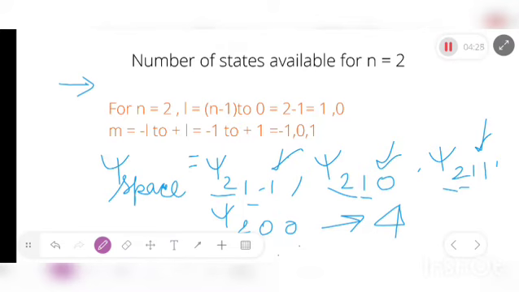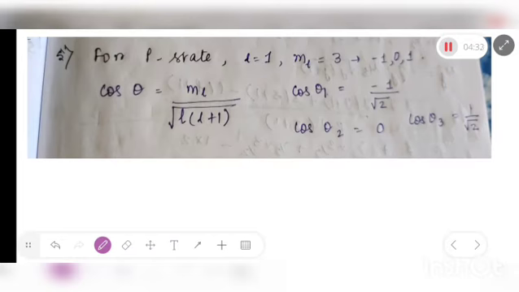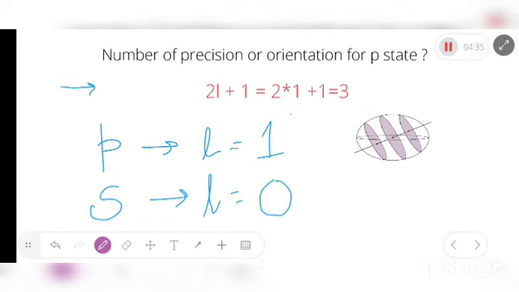Okay, the next question is to find the number of orientations for a p state. I have also shown a diagram, you can see it here. It means we need to find the number of ways the orbital is oriented about a given axis. The value depends totally on the value of L. For a p state, L equals 1. For an s state, L equals 0. For a d state, L equals 2.